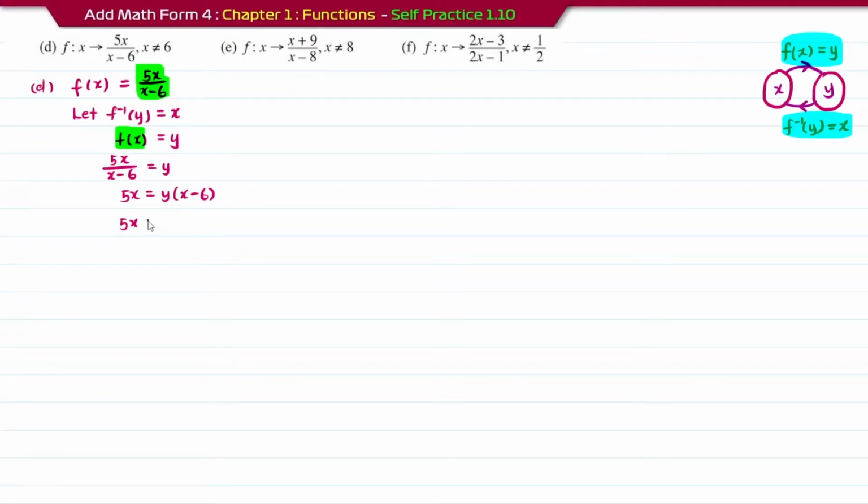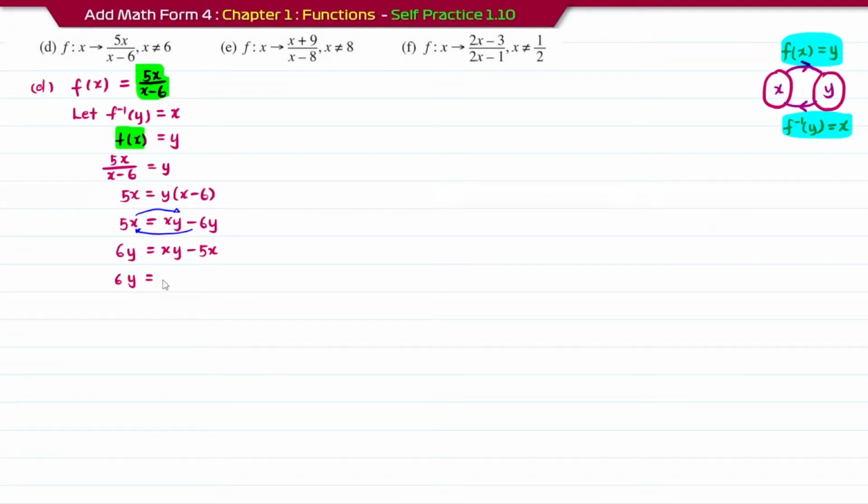Next, we're going to do the expansion. So we're going to have xy minus 6y. So next, we are going to move the x into one side. So I'm going to move this 5x to the other side, and this minus 6y to another side. So next, I'm going to have 6y equal to xy minus 5x.